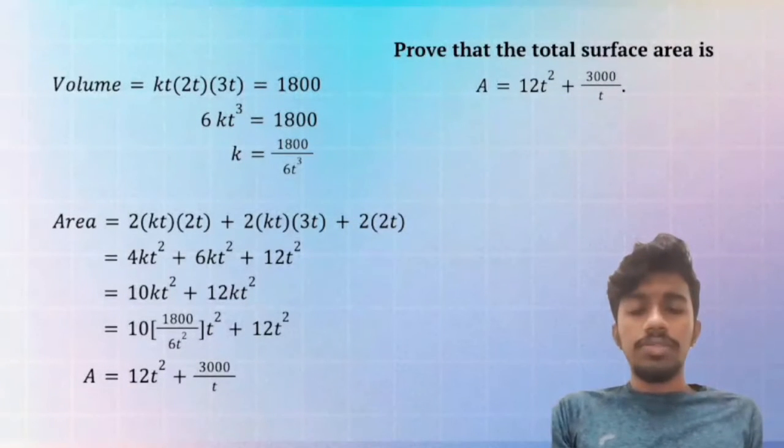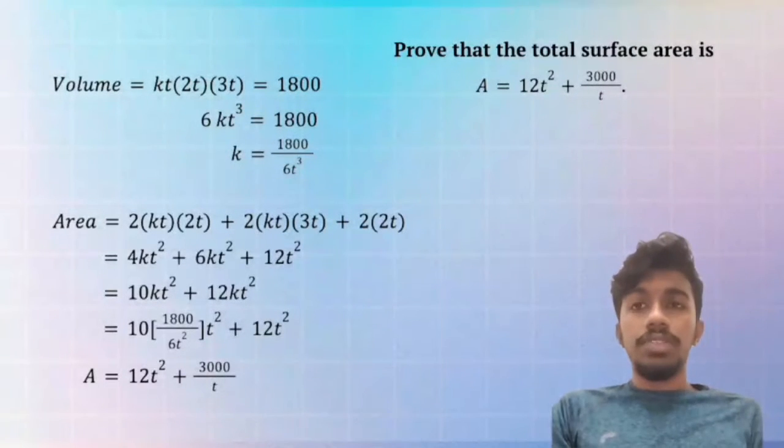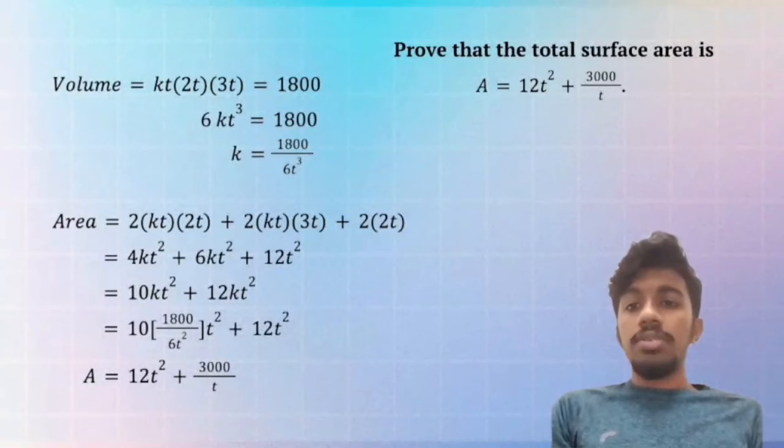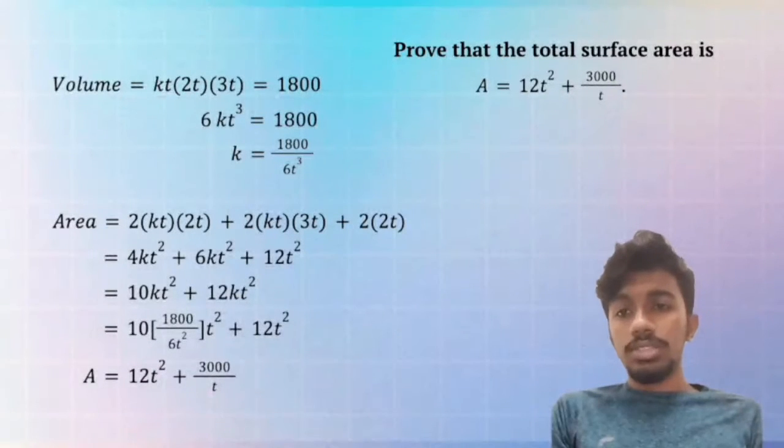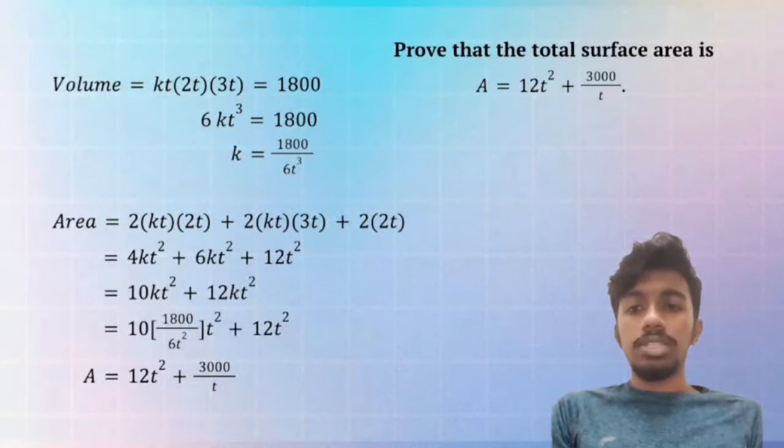Before finding the total surface area, we should find the value of k. We can find the value of k from the volume given. The formula of volume for a rectangular block is length times width times height. The length is 3t, the width is 2t, the height is kt. Therefore we can find the value of k, which is 1800 over 6t square.